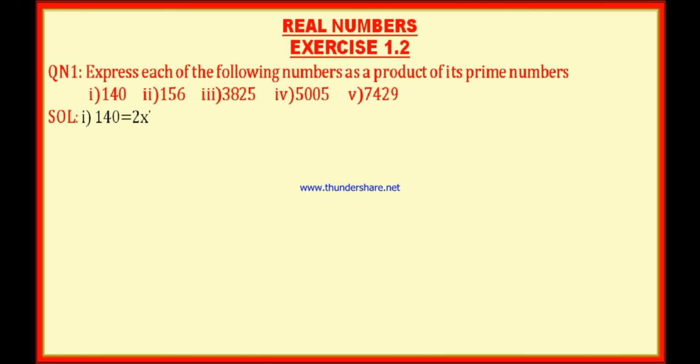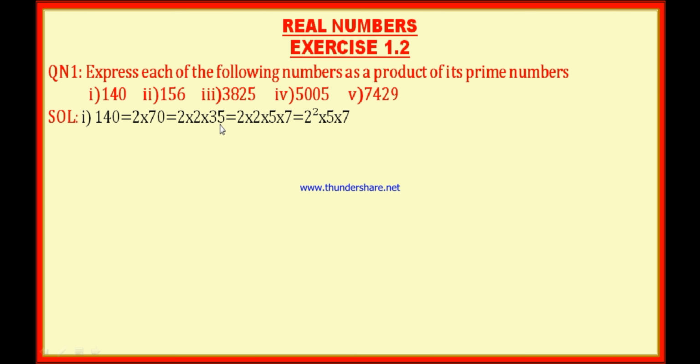Let us solve the first bit now. We have to express 140 as the product of prime numbers. If you look at 140, you can find 0 in units place, therefore it is divisible by 2. So you can write 140 as 2 into 70. Again 70 is divisible by 2. Therefore, first of all, you write this 2 and later 70 as 2 into 35.